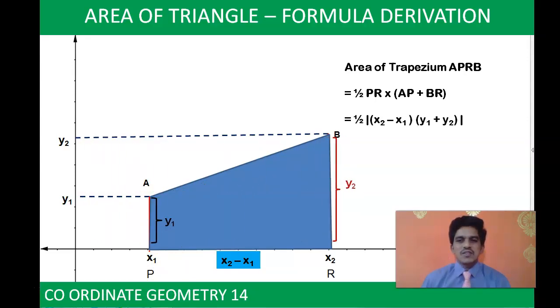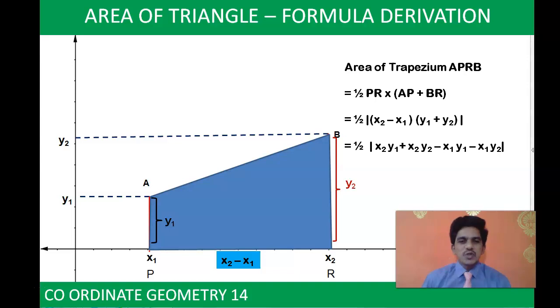Now let us substitute the values here. This is what we got. Now if you multiply, what will we have? x2 y1 plus x2 y2 minus x1 y1 minus x1 y2. So we have calculated the areas of the three trapeziums.